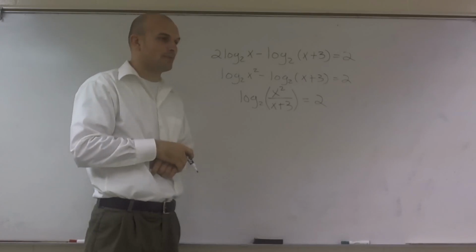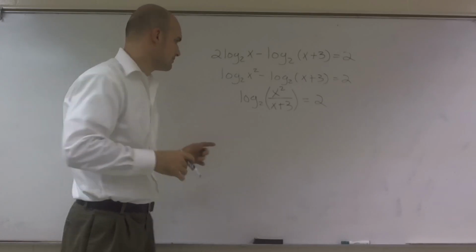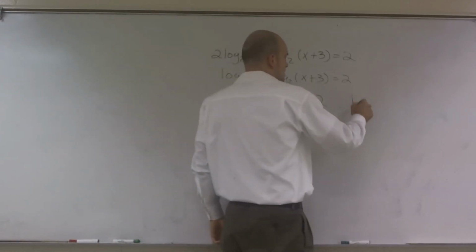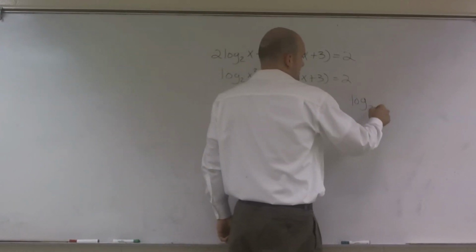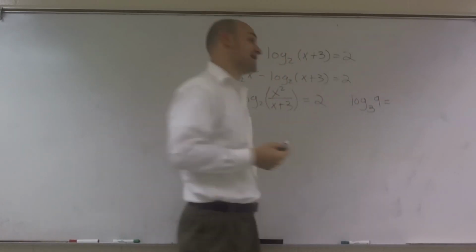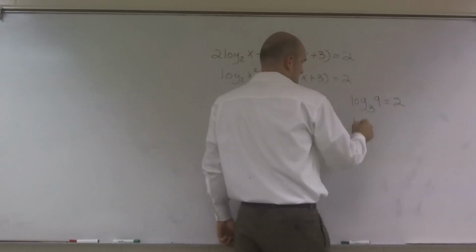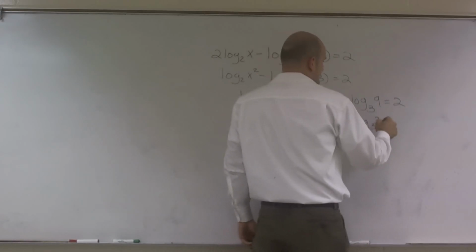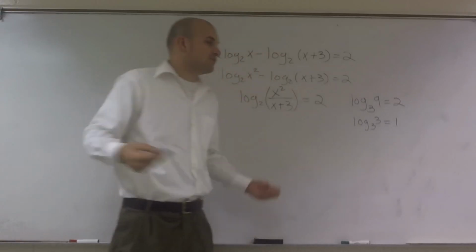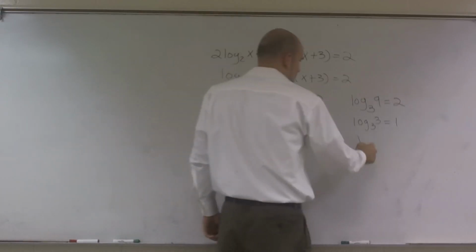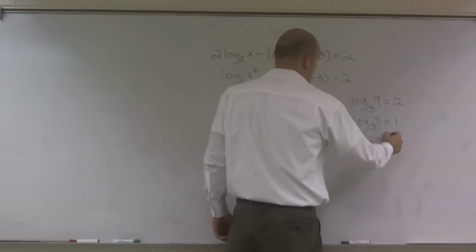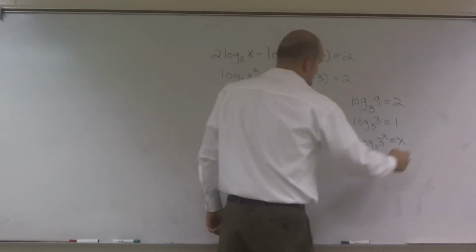Now we need to remember a couple rules. First rule is an inverse property. And what the inverse property states is, remember what a logarithm means, guys? If I say log base 3 of 9, that means 3 raised to what number gives you 9? And we know the answer is 2. So if I say log base 3 of 3 raised to the third power, 3 raised to what number gives you 3? Well, the answer is 1. So if I said log base 3 of 3 to the x is equal to x, that answer is going to equal x.